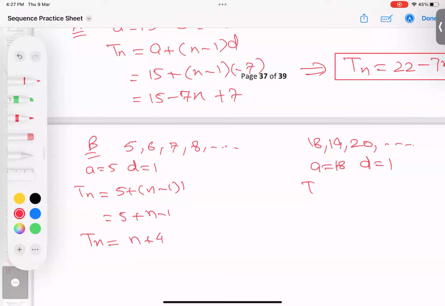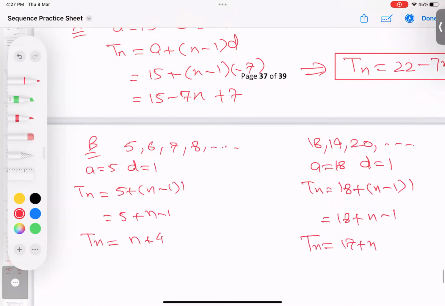Now the same story applies here. Formula, a is 18. So 18 plus (n minus 1) times d. The d value is 1. I simplify: 1 times n minus 1, and the final form I'm getting here is 18 minus 1, which gives you 17. So 17 plus n. First I split it.